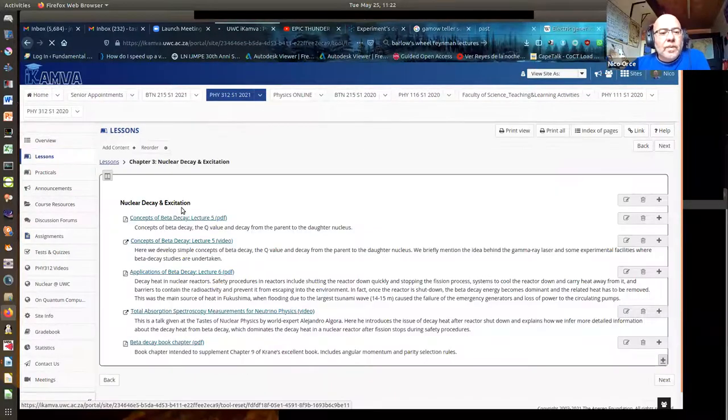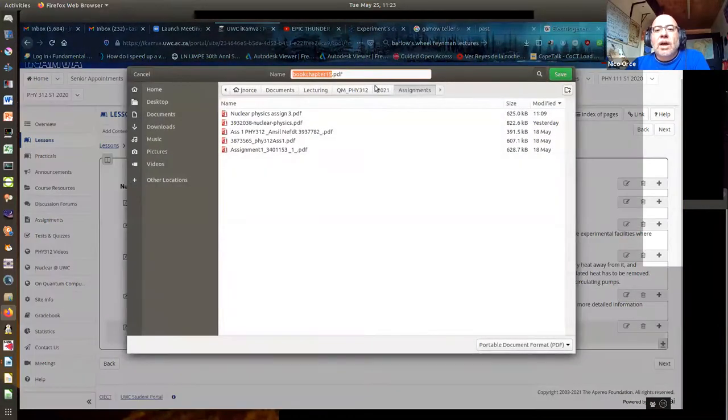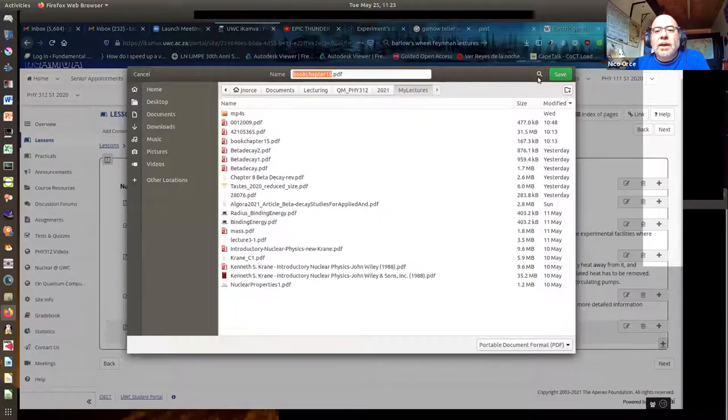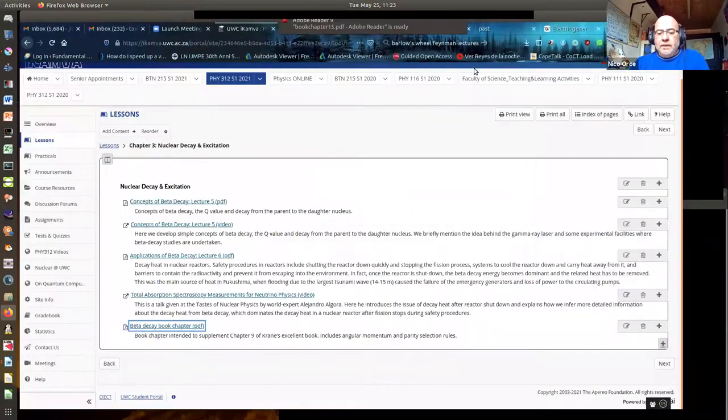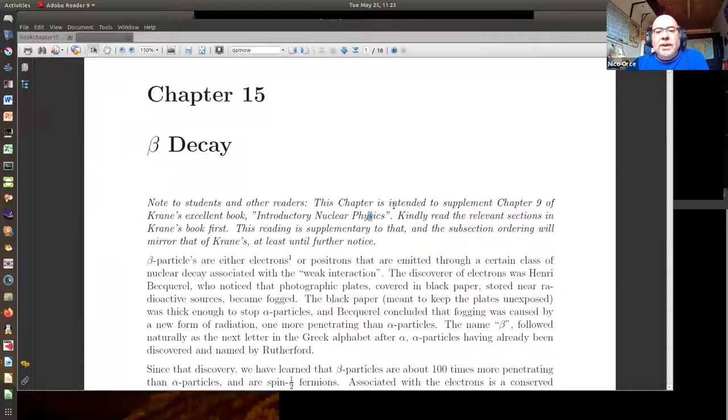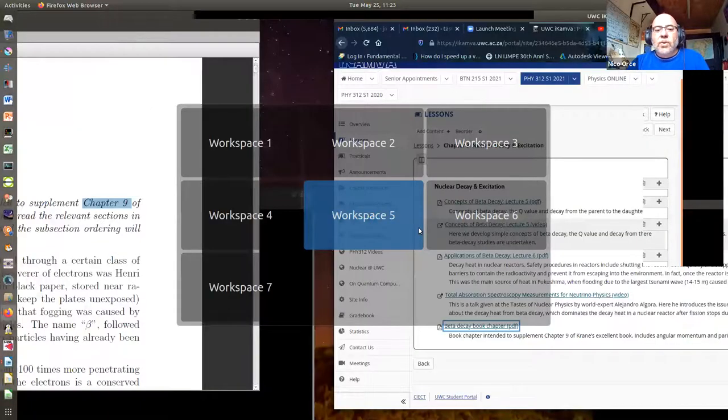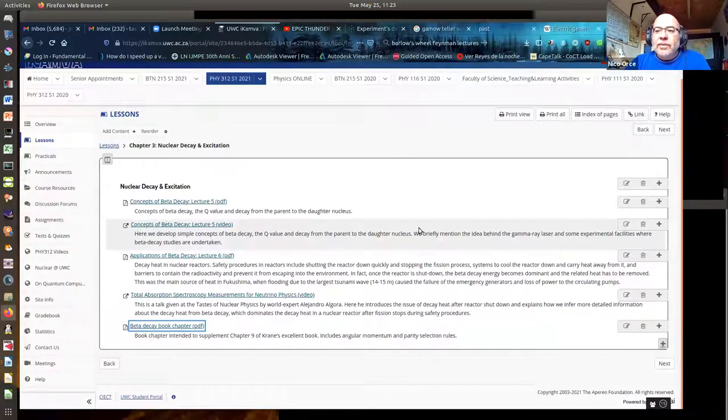So I will also take the chapter for the beta decay, right? In Crane, I think it's chapter 7. And I added today, let me share with you guys, I added a bunch of things today in lessons. So I added this book chapter, which obviously is right here, but I have it here for you. So this chapter is intended to supplement chapter 9 of Crane's excellent book, right? So I think chapter 9 is on beta decay. So I would like you to read that chapter and we'll include beta decay and a little bit of the decay properties of nuclei, which I will explain between today and tomorrow. So yeah, we go up to the last day.